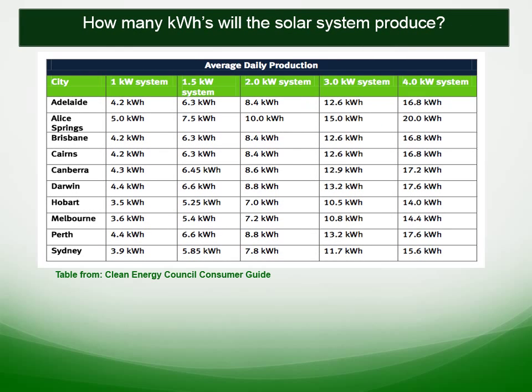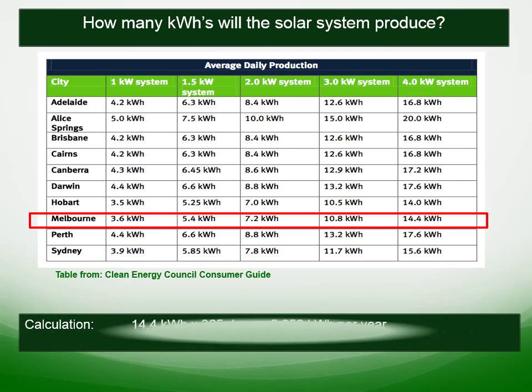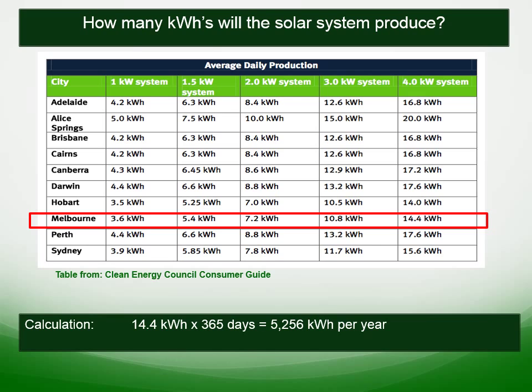Okay, the next part is, how many kilowatt hours will Melanie's solar system produce? If we look back at the table we saw earlier, we will see that her solar system will produce an average of 14.4 kilowatt hours per day. So to work out how many kilowatt hours her solar system will produce per annum, we need to multiply the average daily production of 14.4 kilowatt hours by 365 days to establish the annual electricity production of a new solar system.